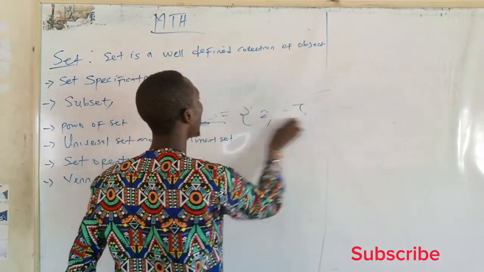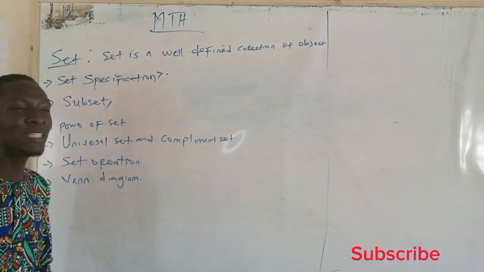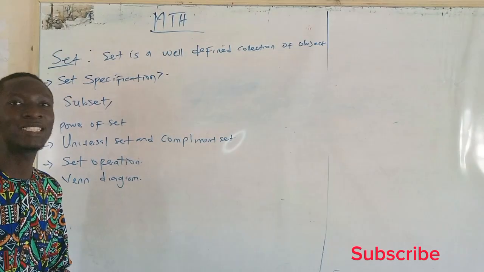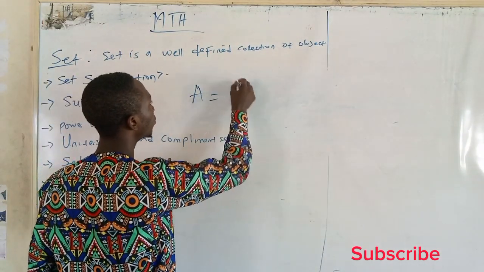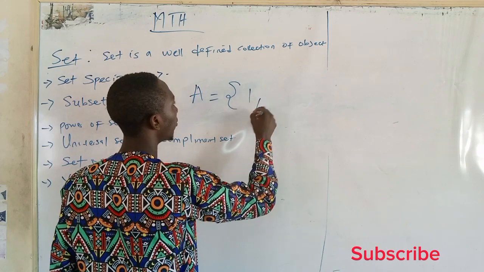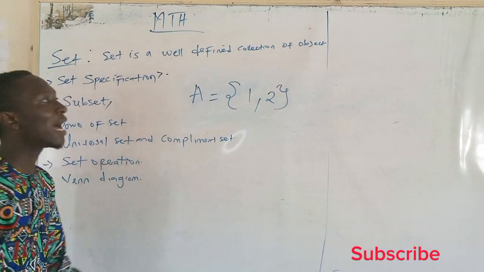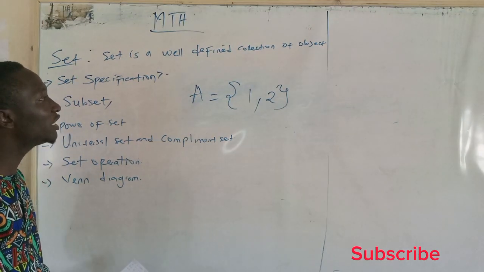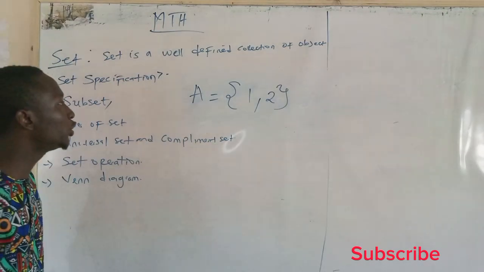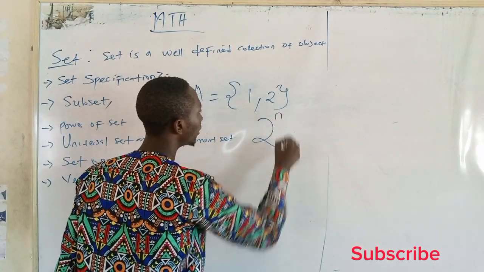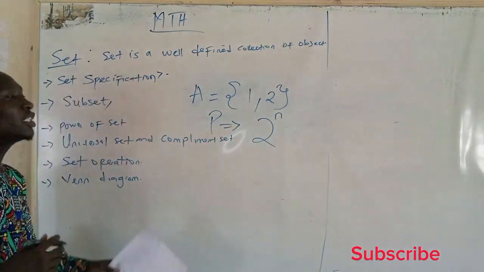Now the next thing is power of a set. Power of a set is simply how many ways you can write the elements in that set. For instance, if you have A equals 1, 2, are we together? Now this is just how many ways we can write this set. To get the power of a set, there's a formula we use, which is 2 raised to power N. So power of a set, P.